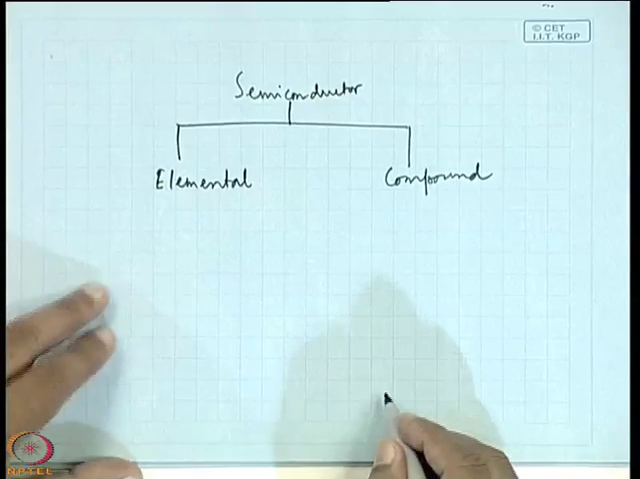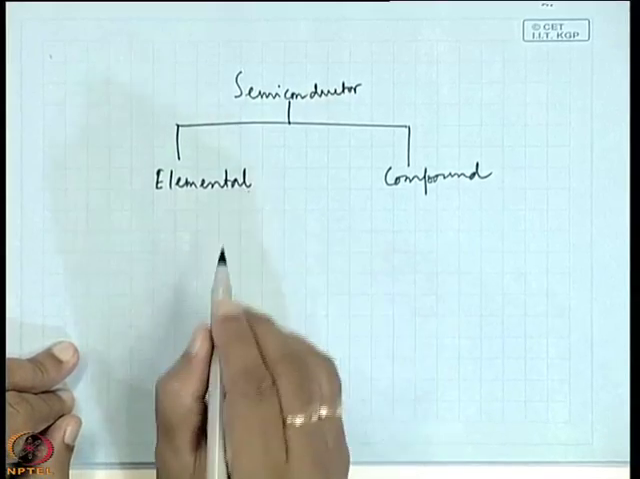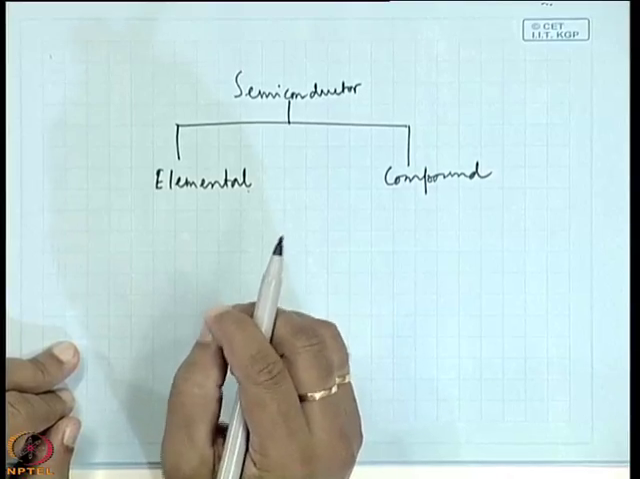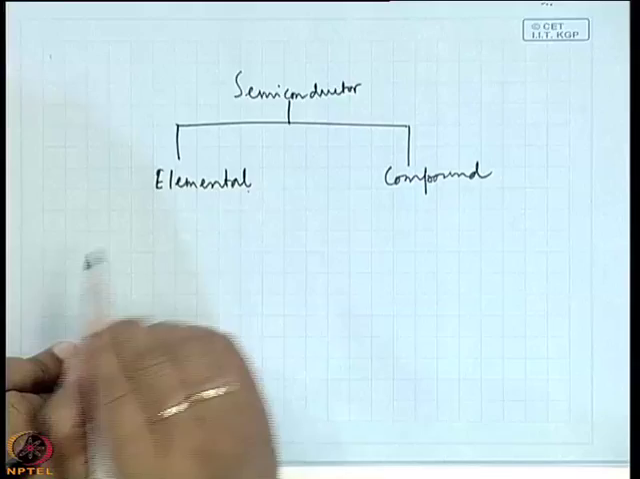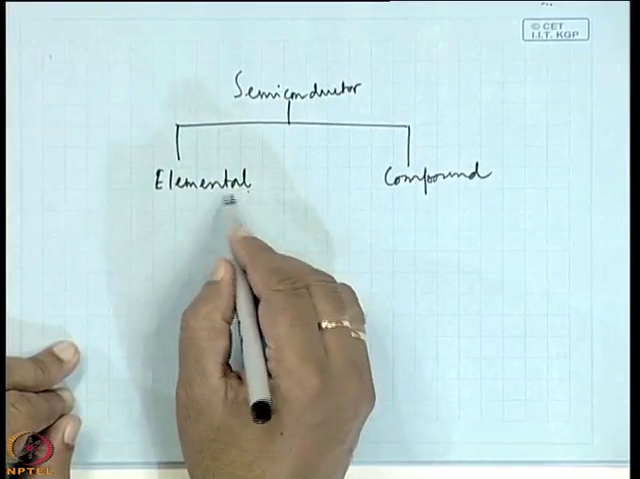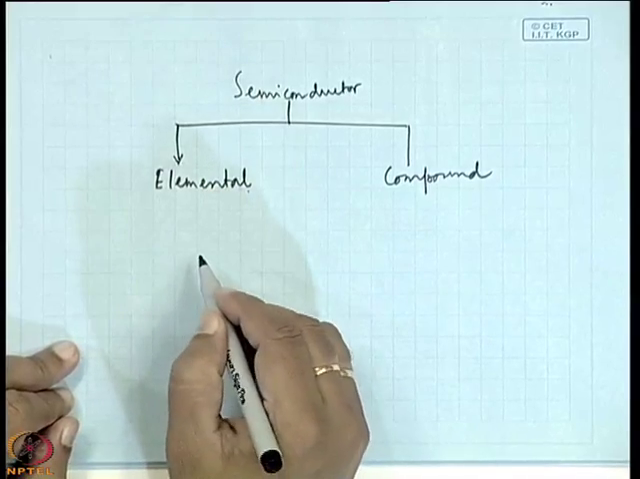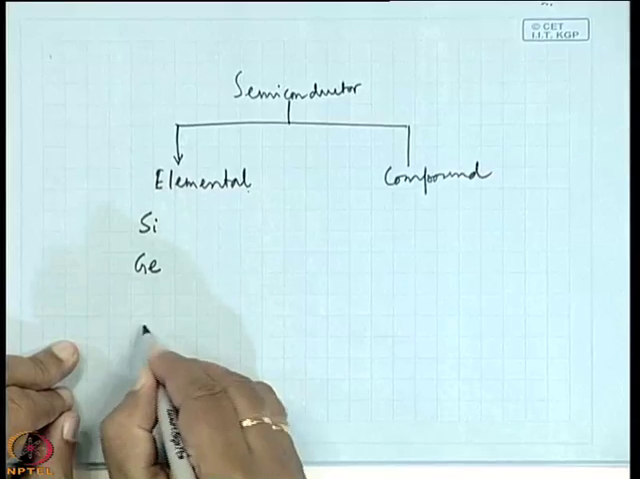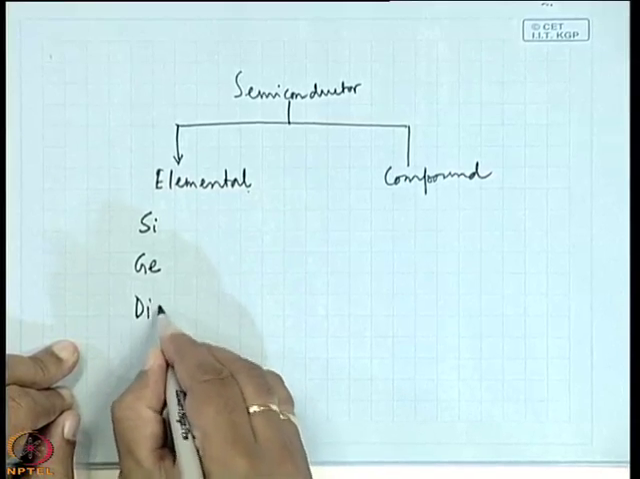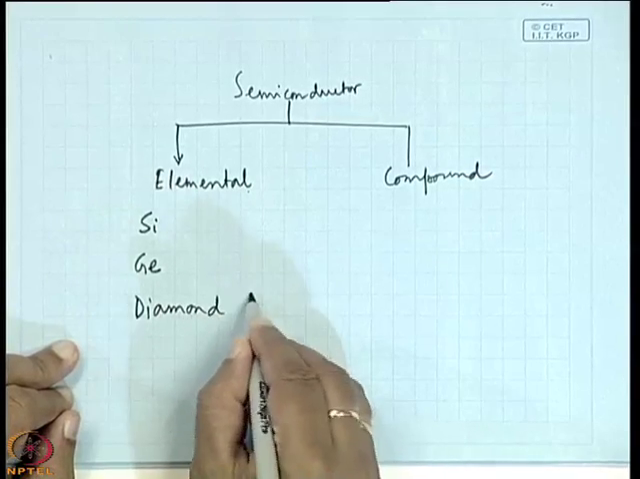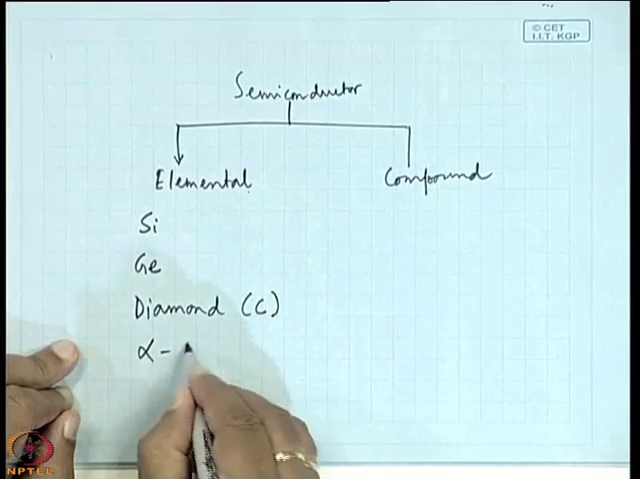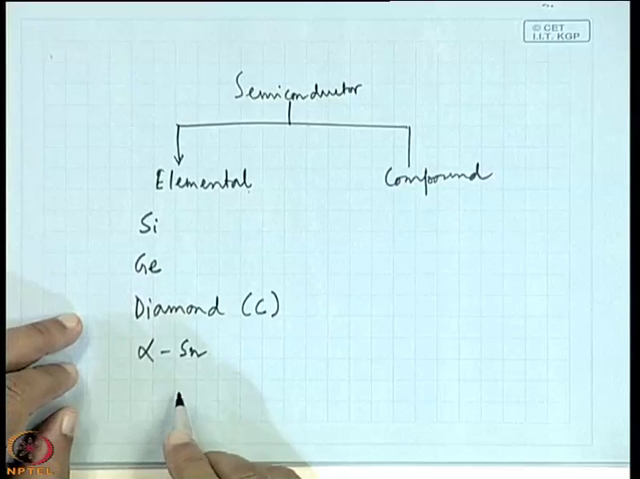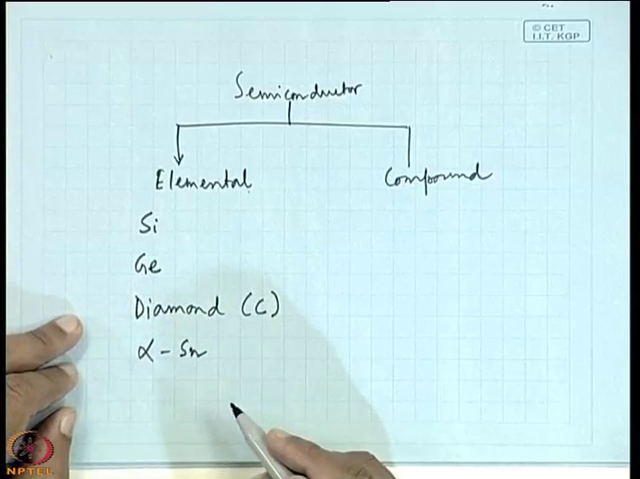As the name implies, an elemental semiconductor is a particular element or material, and it is not a compound at all. If I would like to name some of the elemental semiconductors, obviously silicon, germanium, diamond, you know that diamond comes from carbon basically, then gray tin which is known as alpha Sn. So, these are the elemental semiconductors.